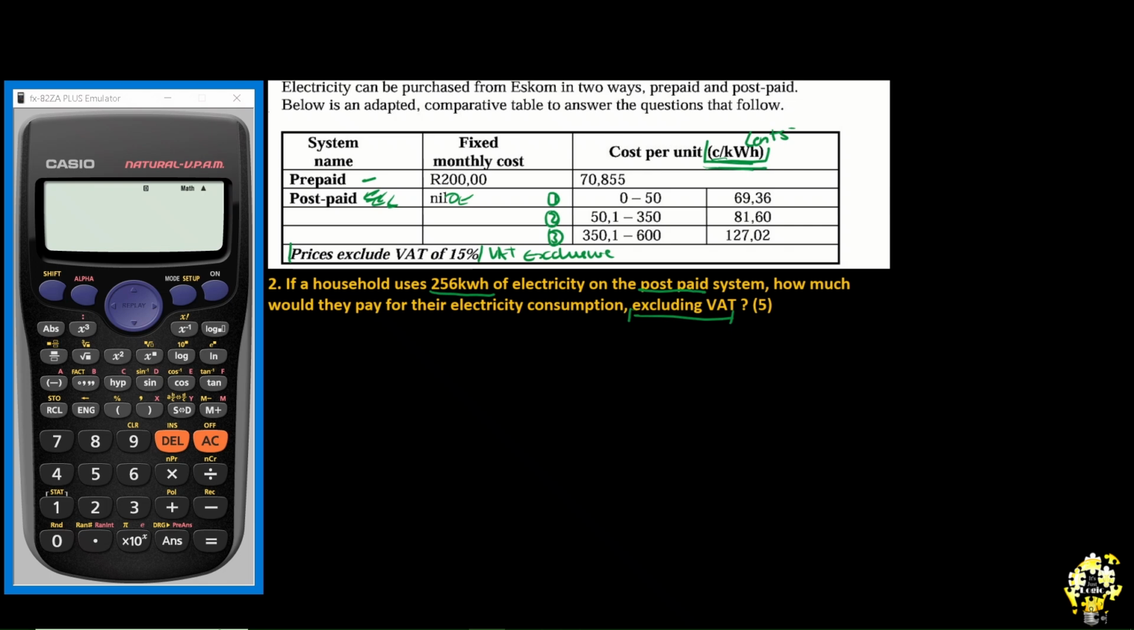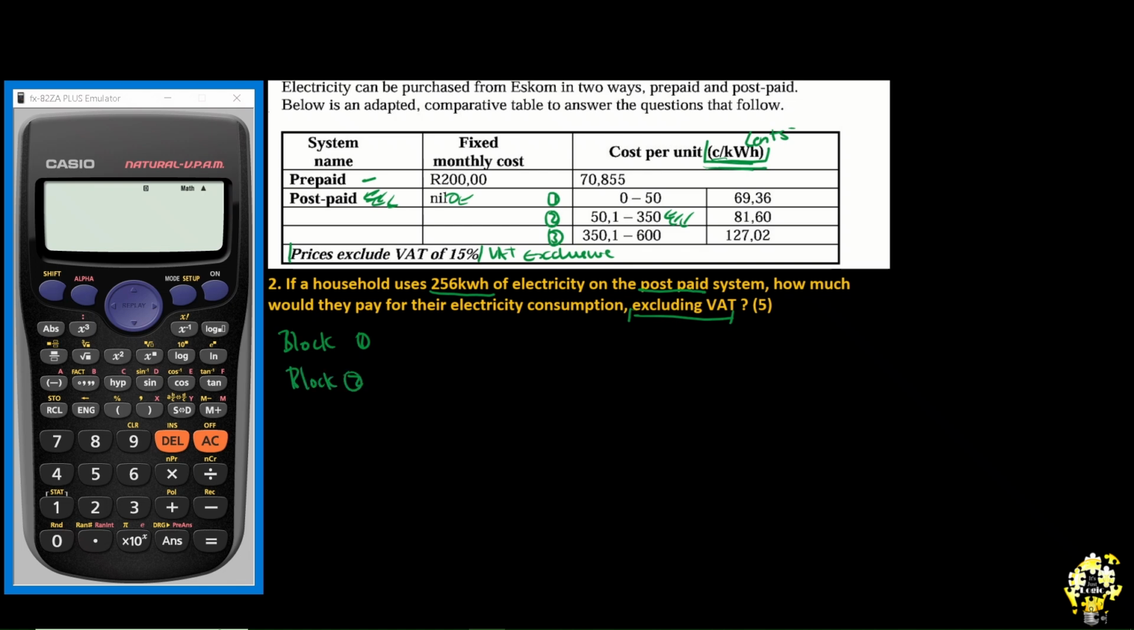256 kilowatts of electricity. Where do they fall within these tariffs? Is it here? No. 256 is bigger than this. Is it here? Yes, because 256 is smaller than this. Look at this with confidence. Block or step, however you want to write it. Block 1.